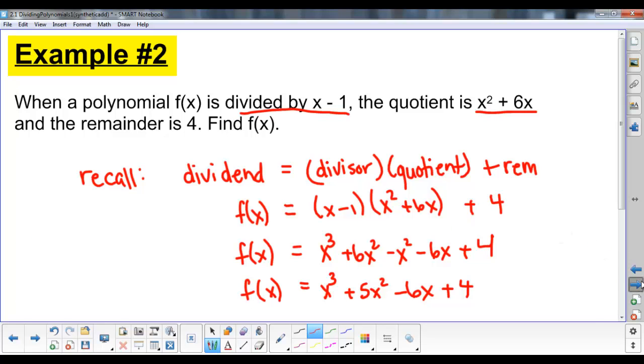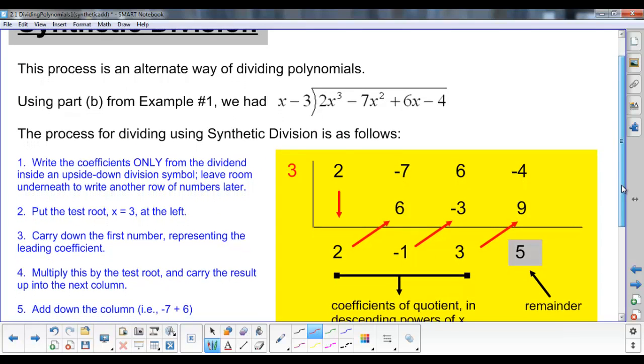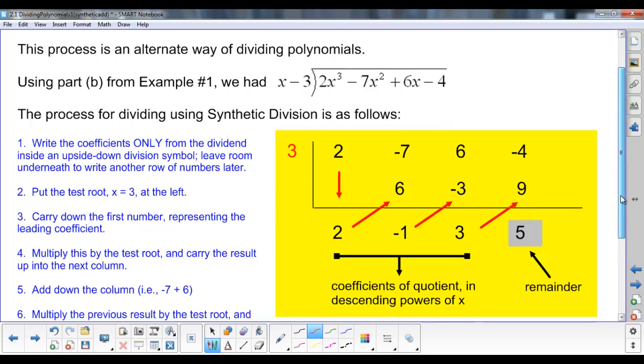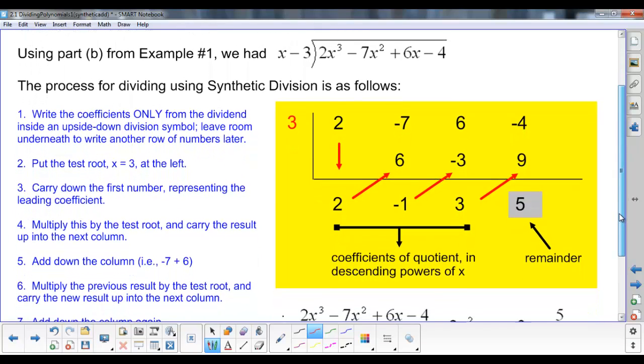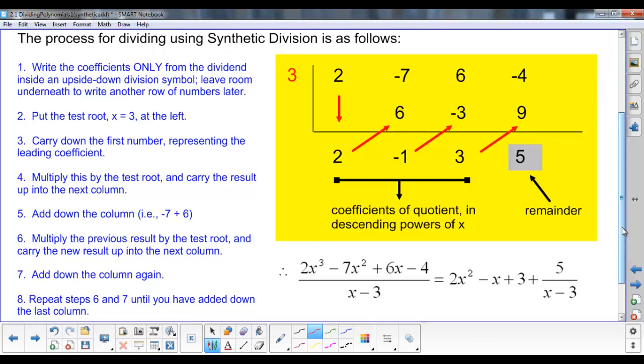Now, the next thing I want to go over is something called synthetic division. It's an alternate way of dividing polynomials, a much simpler, more efficient way to divide polynomials. So take a look at the rules. What we're going to do is take our dividend and write each of its coefficients out. And then we're going to put our root, which comes from our divisor, on the outside of an upside-down division box.